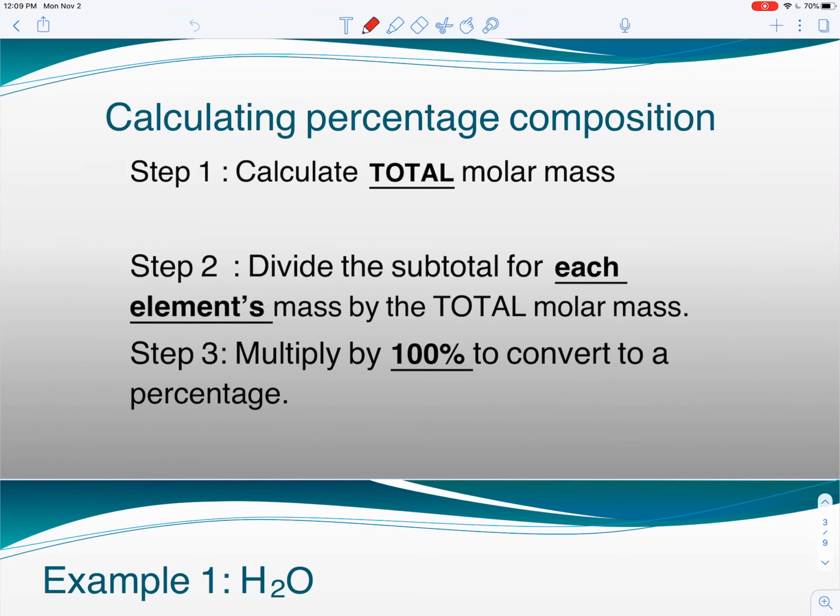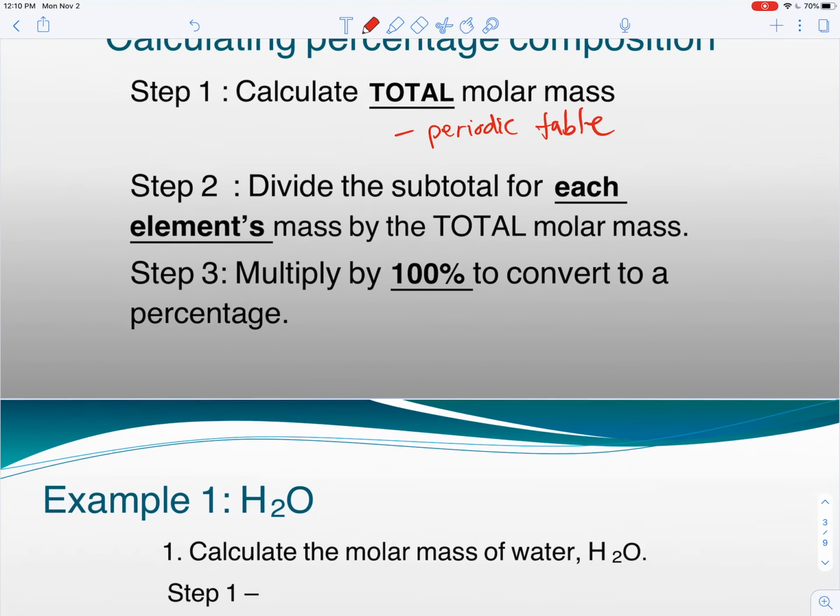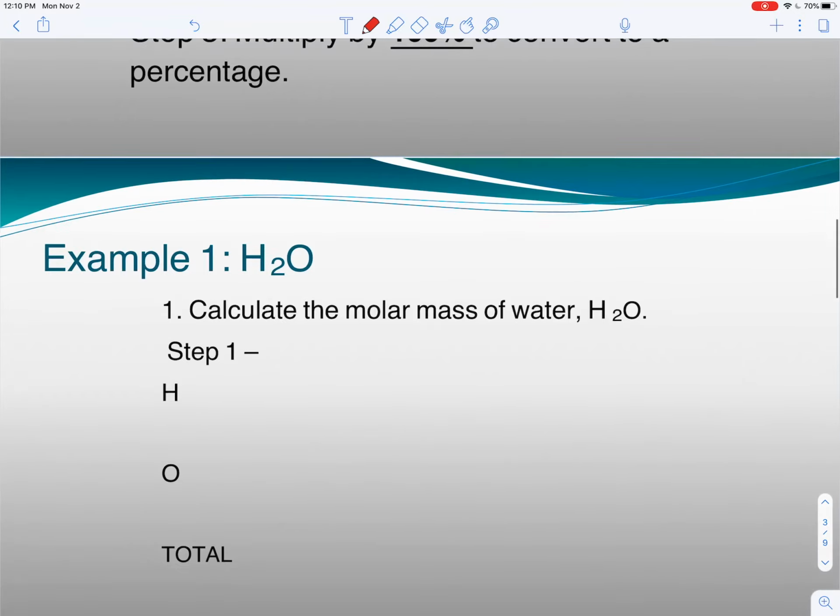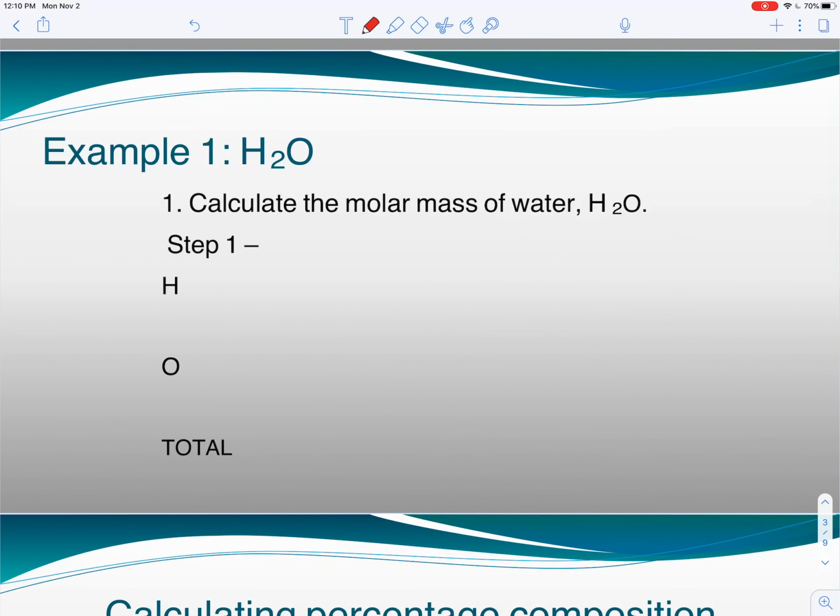Okay, so three steps here. 1, calculate the total molar mass. Again, you're going to need the periodic table for that. 2, divide the subtotal for each element's mass by the total molar mass. And then 3, multiply by 100% to convert it to a percentage. So it's just some math, really dividing and multiplying and adding up things.